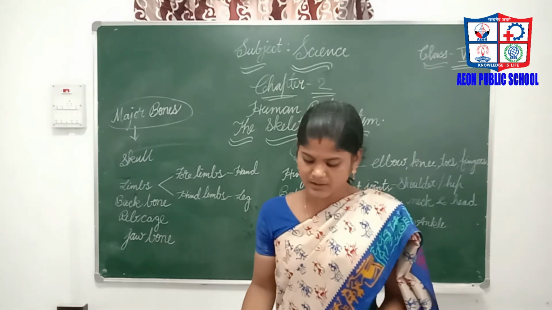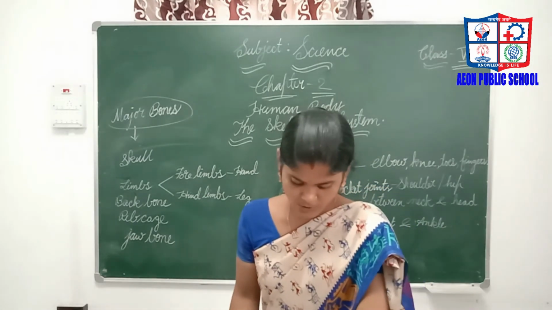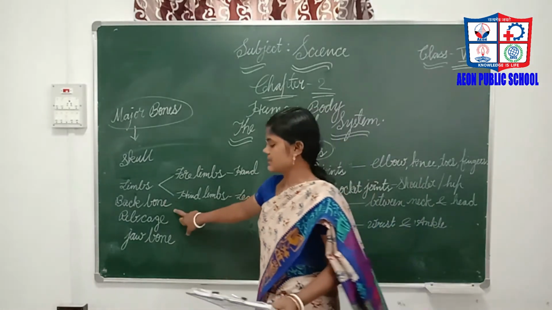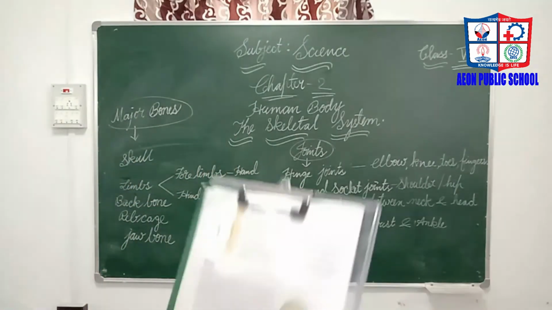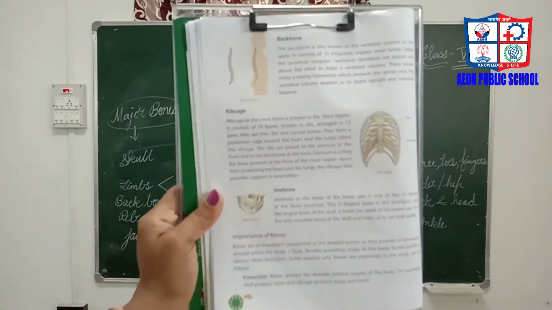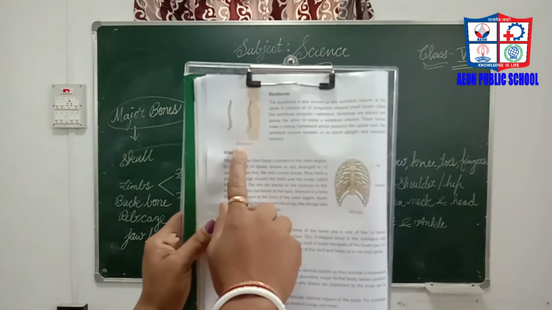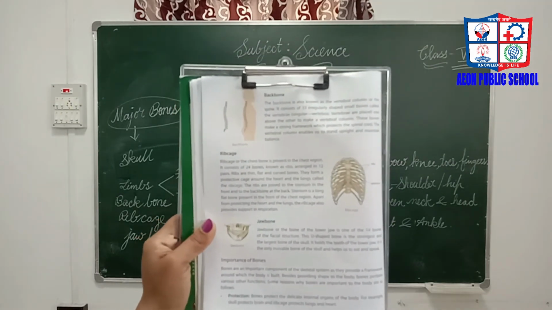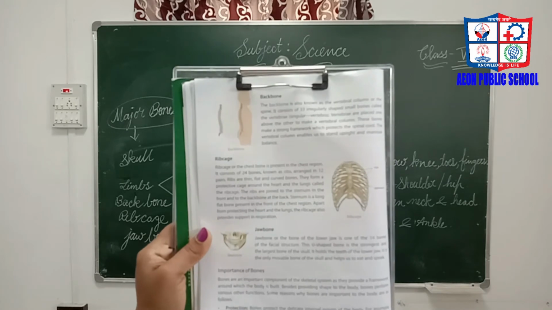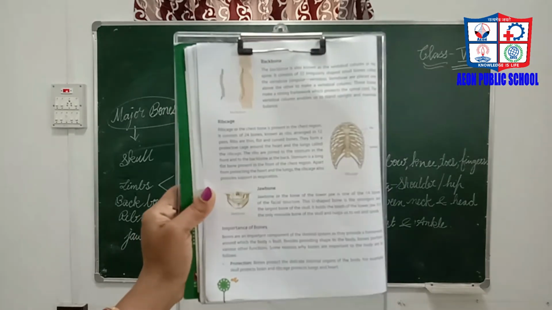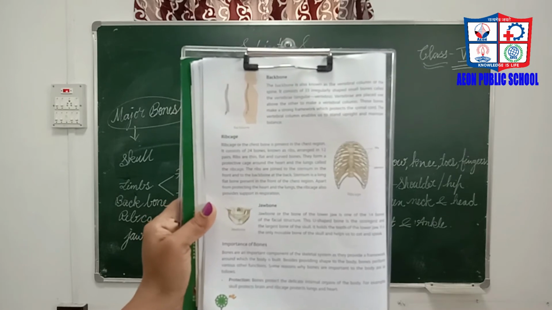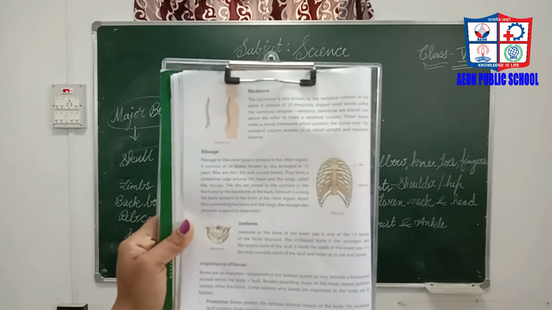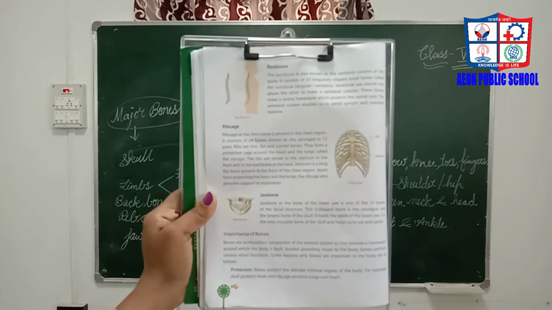Backbone. The next part is our backbone. Do you know which part is called backbone? Obviously, you know that. So, the next part is backbone. See the picture of backbone. This is the backbone. The backbone is also known as the vertebral column or the spine. It consists of 32 irregularly shaped small bones called the vertebrae. So vertebrae are placed one above the other to make a vertebral column.